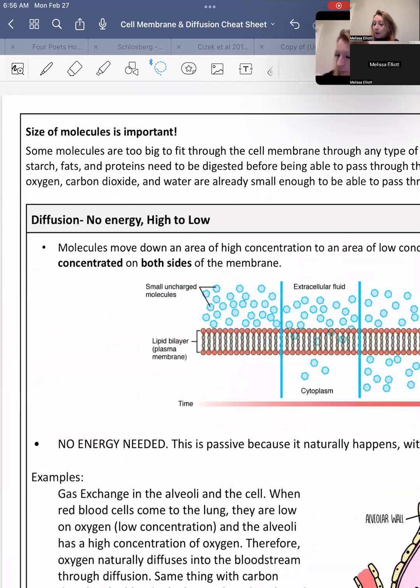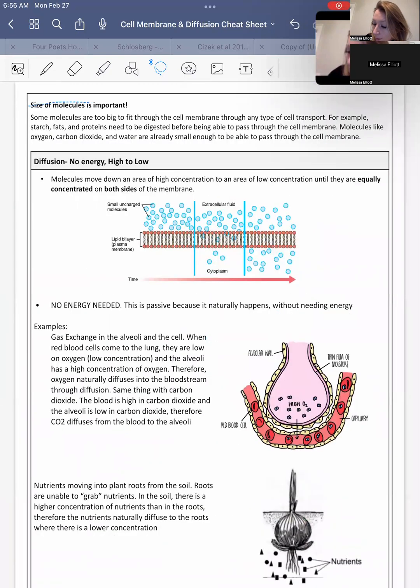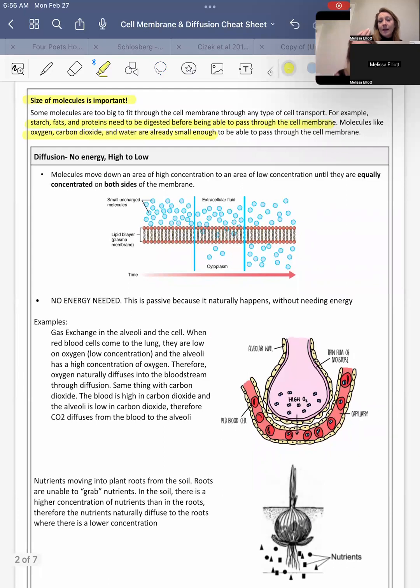Remember that size of molecules is super important, right? Some molecules are too big to fit through the cell membrane. For example, starch, fats, and proteins all need to be digested first in order to pass through the cell membrane. But molecules like oxygen, carbon dioxide, and water are already small enough, right? So let's go through some specific examples of diffusion in the body and in organisms.